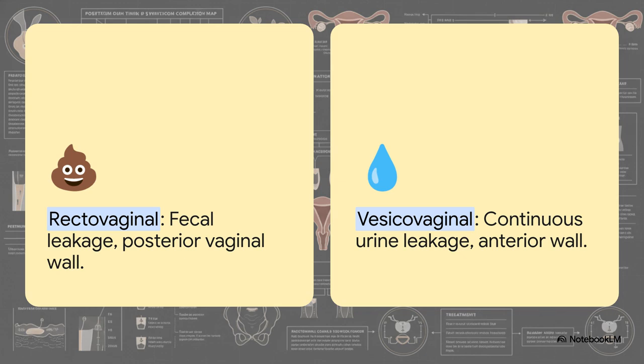With a rectovaginal fistula, it involves the posterior vaginal wall and presents with gas or fecal leakage. Contrast that with a vesicovaginal fistula, which involves the anterior vaginal wall, and the patient experiences continuous painless urine leakage, frequently with vaginal pooling of clear fluid or visible raised granulation tissue right there on the anterior wall.